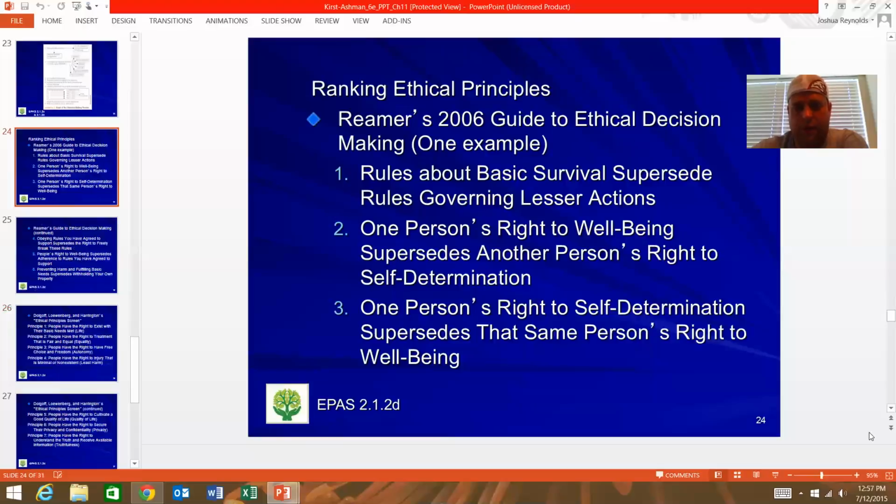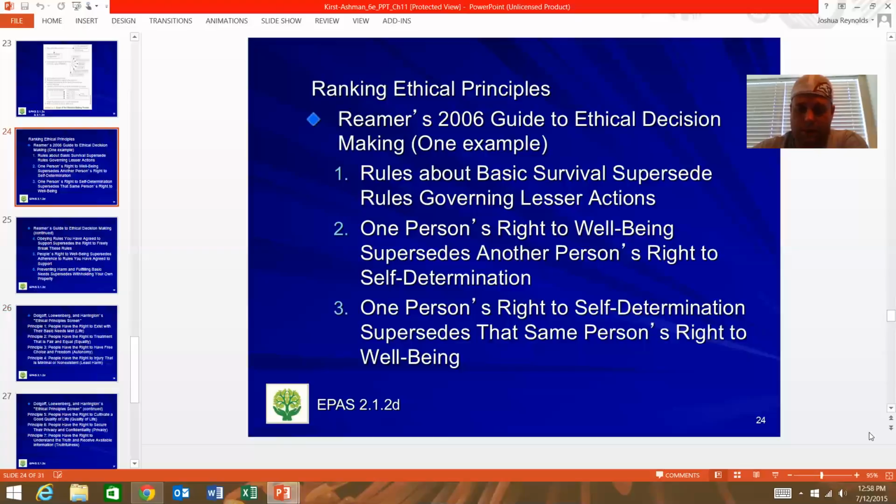Ethical principles about what matters more, or what supersedes or comes first. If you have two things and they're in competition, which one matters more? All right, so rules about basic survival supersede everything else, right? Life first, and survival first. One person's right to well-being supersedes another person's right to self-determination.